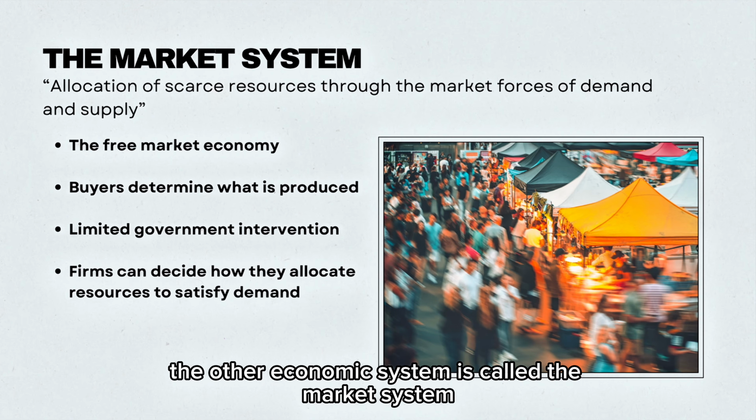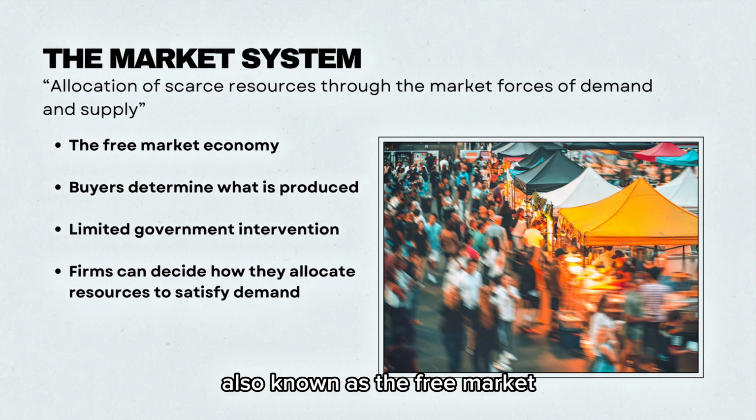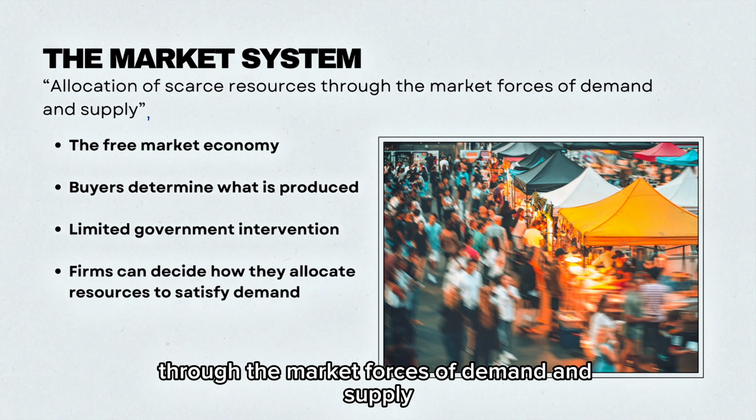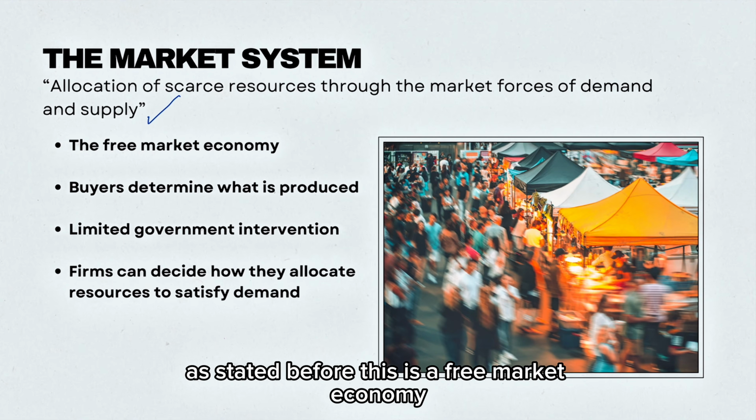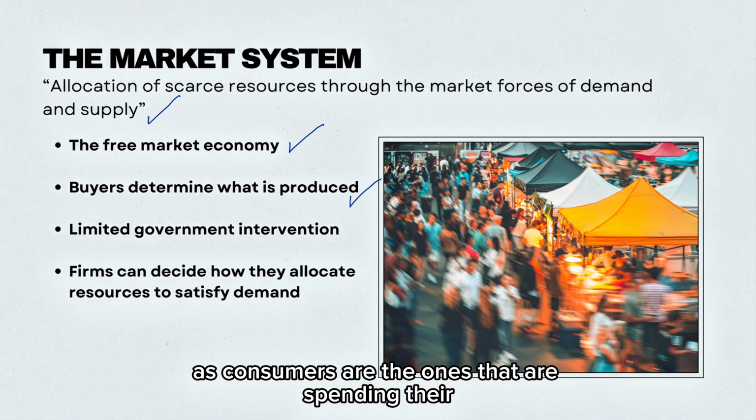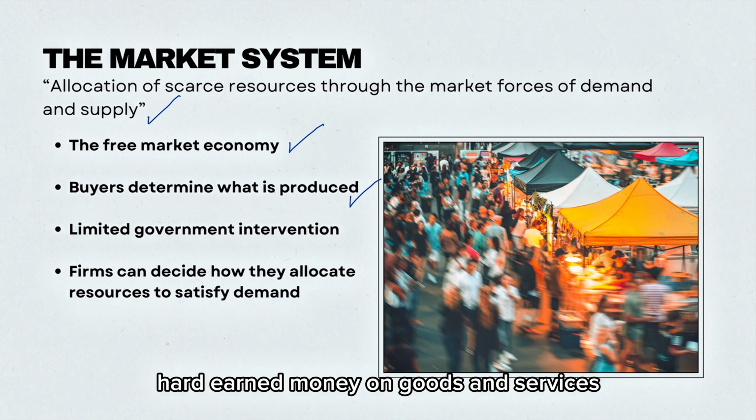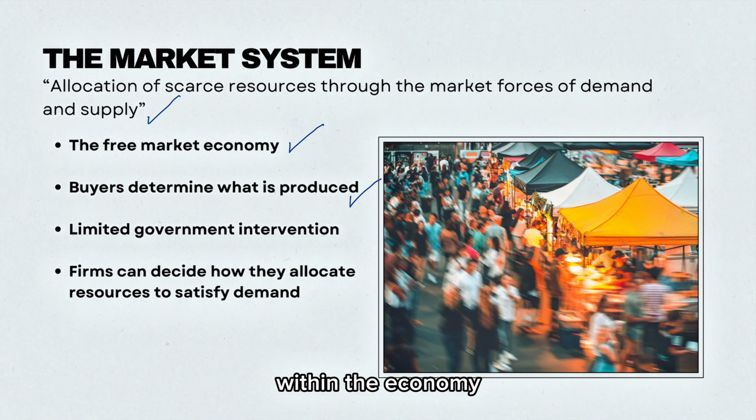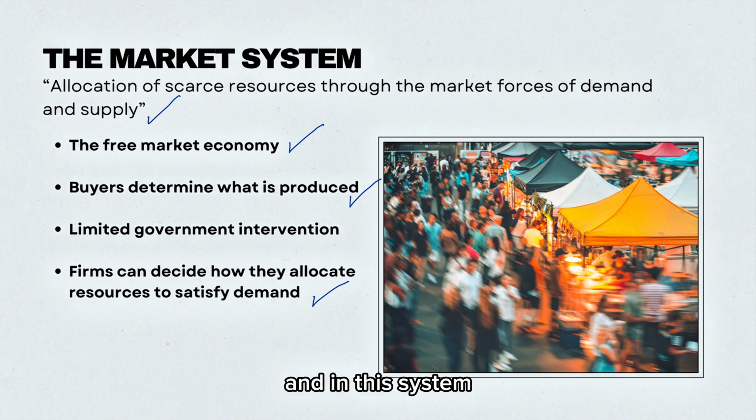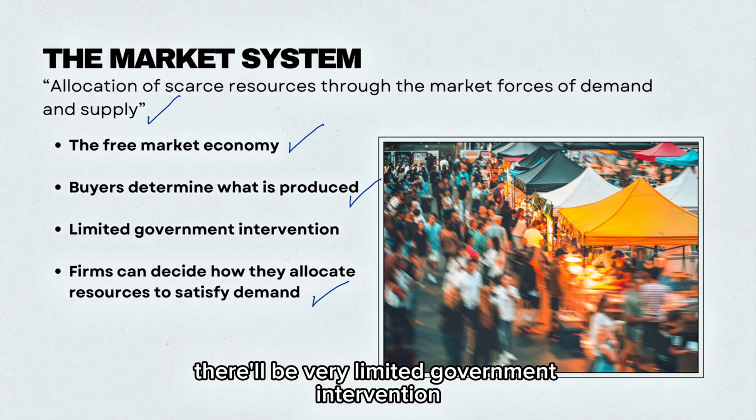The other economic system is called the market system, also known as the free market. This is when scarce resources are allocated through the market forces of demand and supply. As stated before, this is a free market economy, which means that buyers determine what is produced, as consumers are the ones that are spending their hard-earned money on goods and services within the economy. Firms can also decide how they allocate the resources to satisfy consumer demand. And in this system, there'll be very limited government intervention.